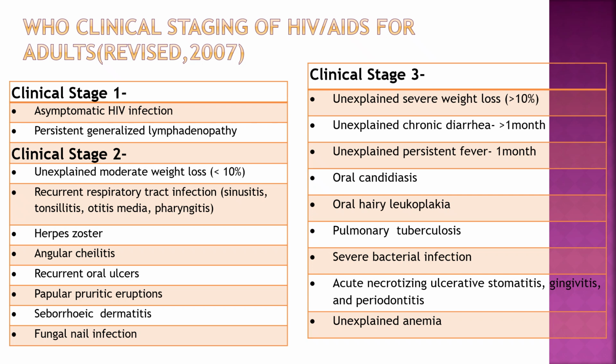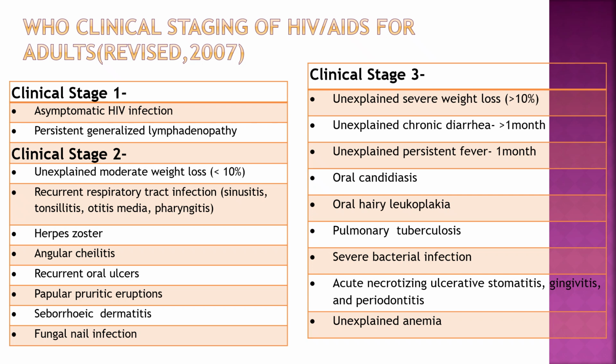WHO clinical staging of HIV or AIDS for adults, revised in 2007. So there are four clinical stages. Clinical stage 1 is asymptomatic HIV infection, persistent generalized lymphadenopathy. Clinical stage 2: unexplained moderate weight loss less than 10%, recurrent respiratory tract infection like sinusitis, tonsillitis, otitis media, pharyngitis, herpes zoster, angular cheilitis, recurrent oral ulcers, papular pruritic eruptions, seborrheic dermatitis, fungal nail infection.